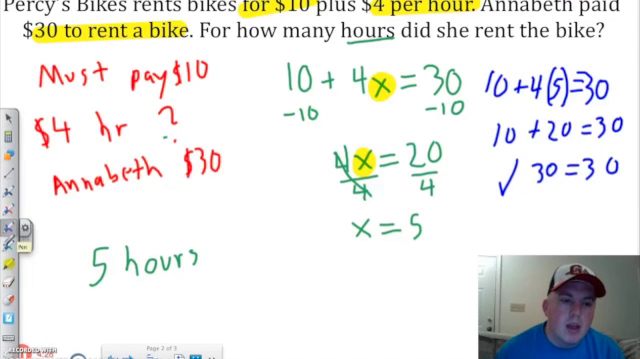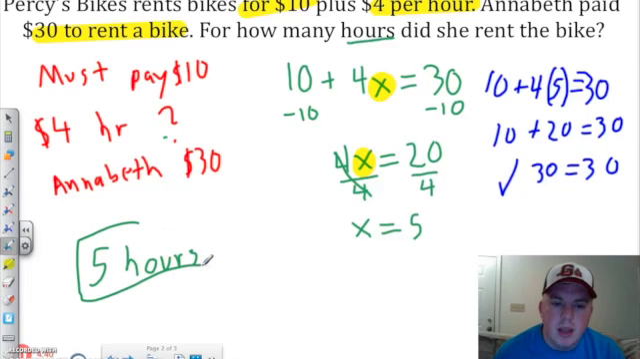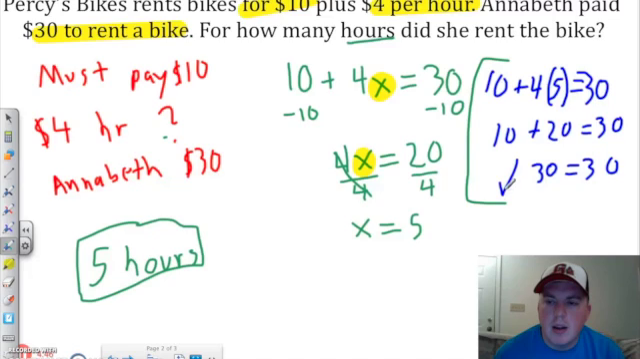So just to recap, we highlighted all our important information and we jotted down what we knew. We took that and we wrote it into an equation. We solved our equation and got 5 hours. And then just because we like to know that we have answers right, we plugged it back into our original equation over here so that we could check our answer and see that everything came out right.